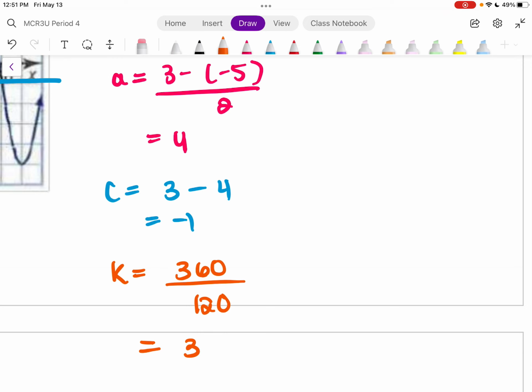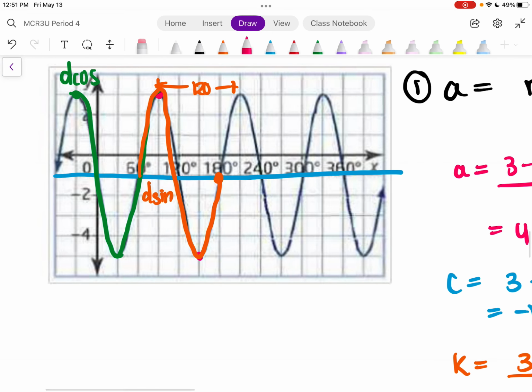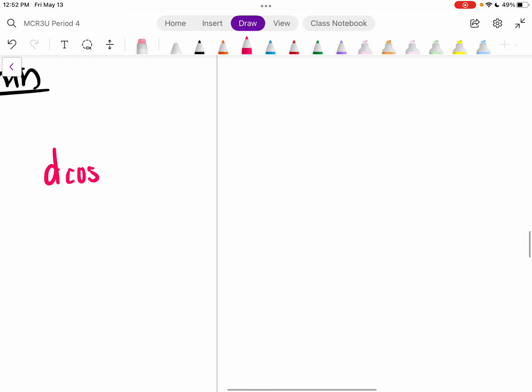And then I know that my d cos is going to be a shift this way by one interval. We know that one interval is 120 divided by 4, so 30. So we're going to shift this way by 30, so it's going to be minus 30. And my d sine is going to be plus 60, because we're starting at the 60 point. So d cos is negative 30, d sine is positive 60.